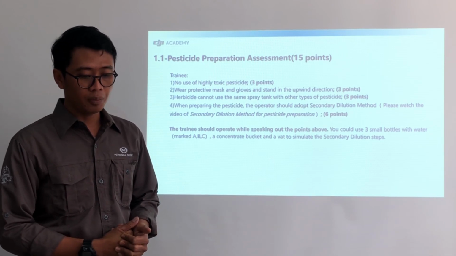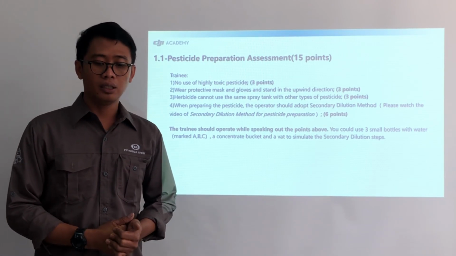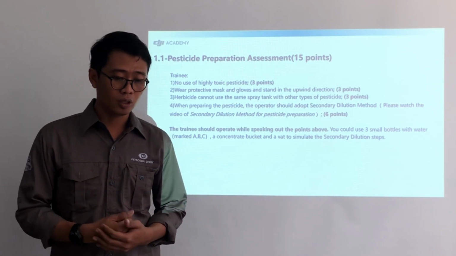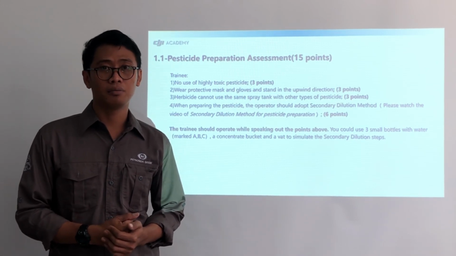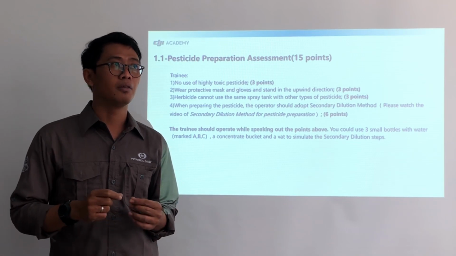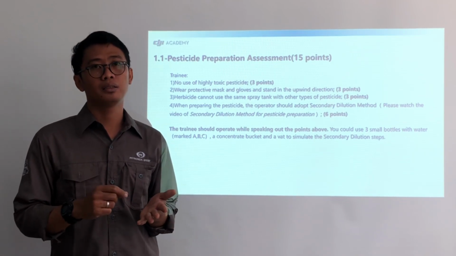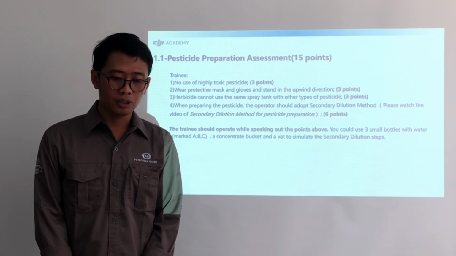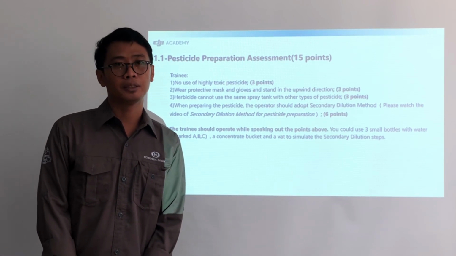Then the trainee should operate while speaking out the points above. You could use 3 small bottles with water marked A, B, C, or first bucket, second bucket, third bucket, like this. A concentrate bucket and a vat to simulate secondary dilution steps.